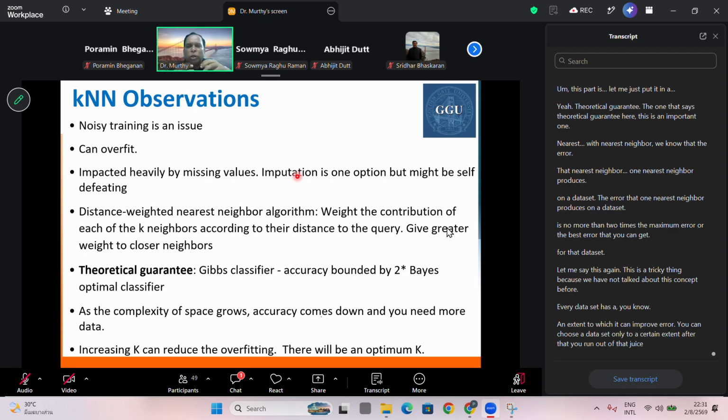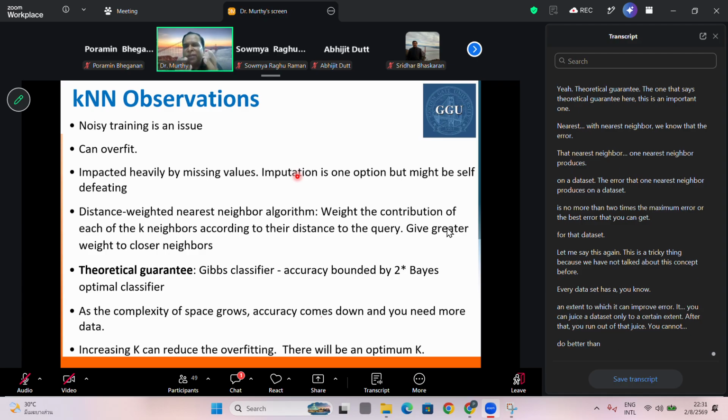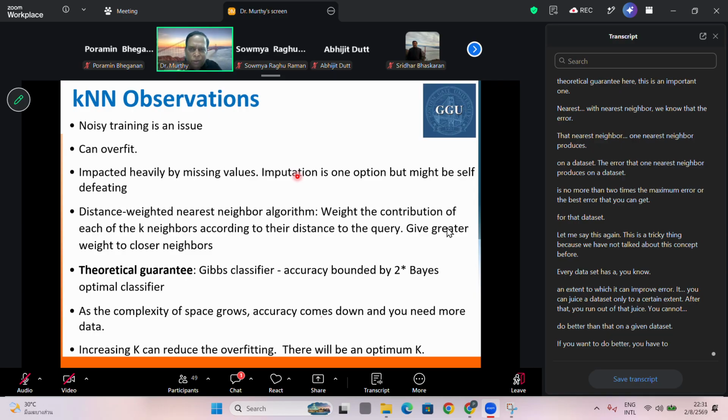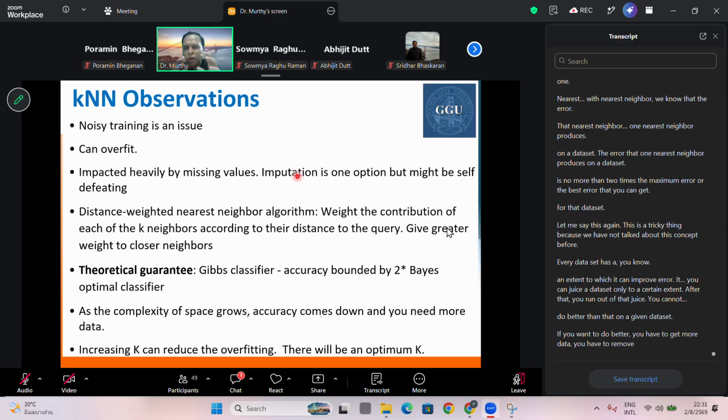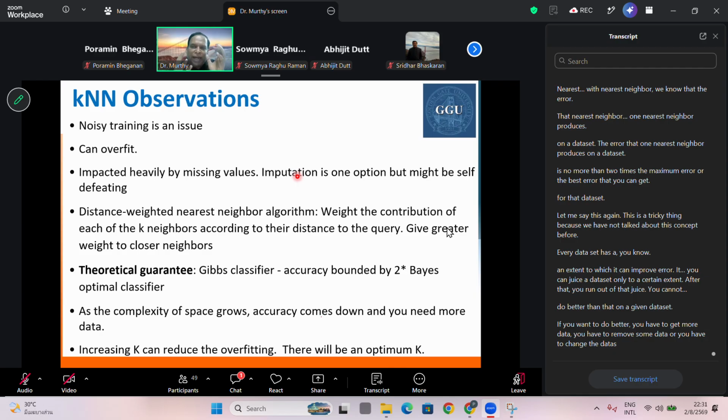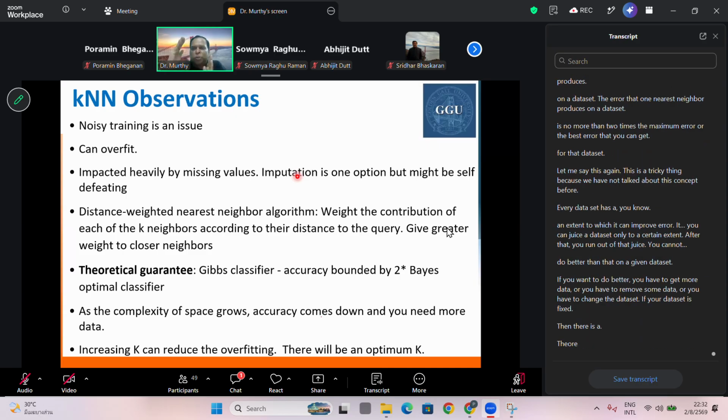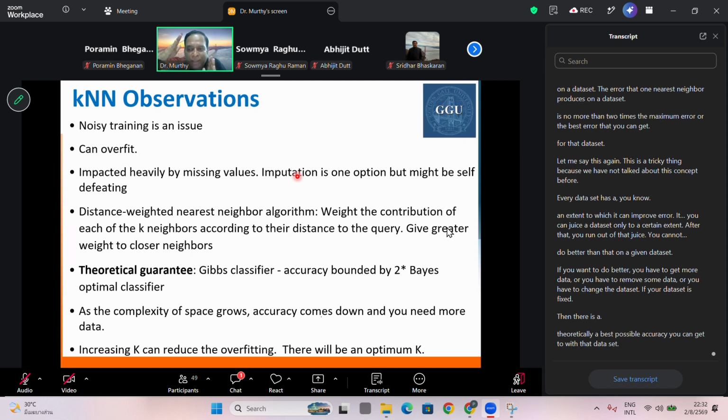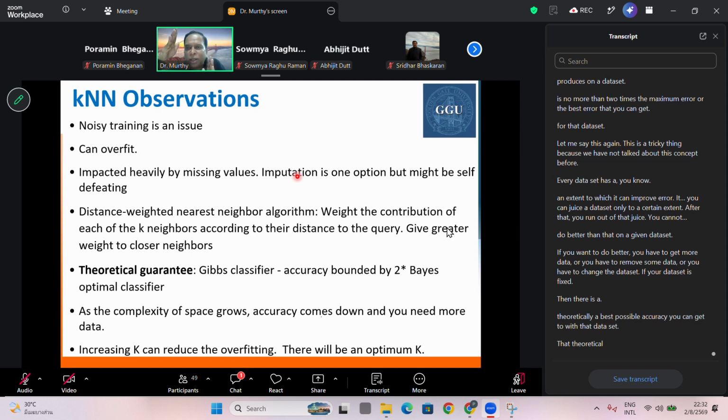You cannot do better than that on a given data set. If you want to do better, you have to get more data, or you have to remove some data, or you have to change the data set. If your data set is fixed, then there is theoretically a best possible accuracy you can get to with that data set. That theoretical classifier gives the best possible accuracy.